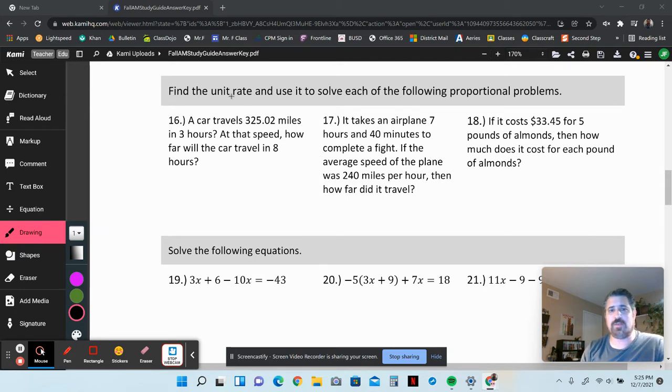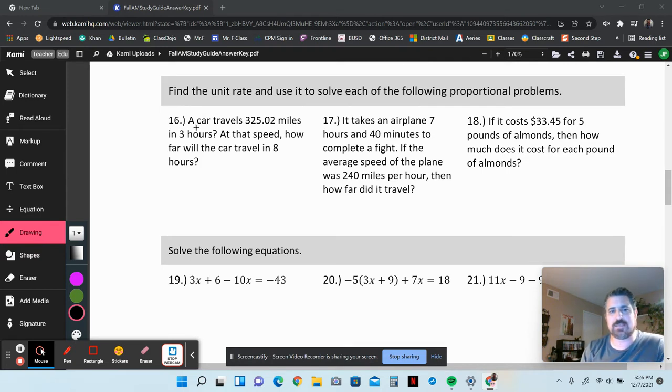So this one says, find the unit rate and use it to solve each of the following proportional problems. As you guys know, unit rate is just how many of this for every one of that, and it's the key to proportional relationships. It's basically the multiplier in a proportional relationship. So in y equals kx, it's k, right? It's how many outputs for every one input. It's what you'd multiply the inputs by to get the outputs.